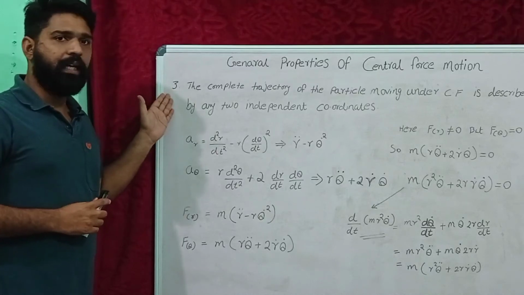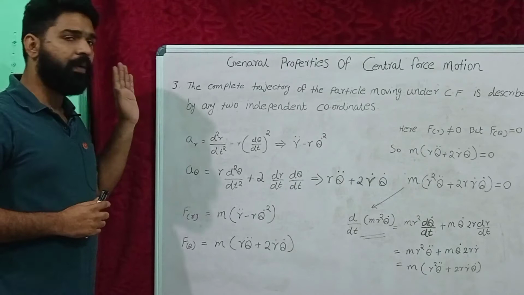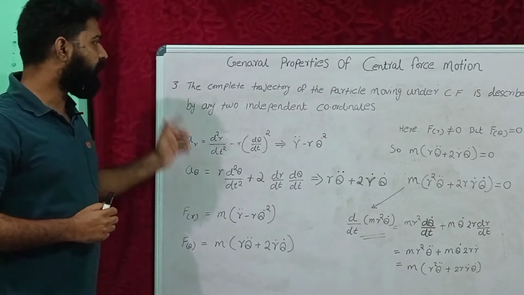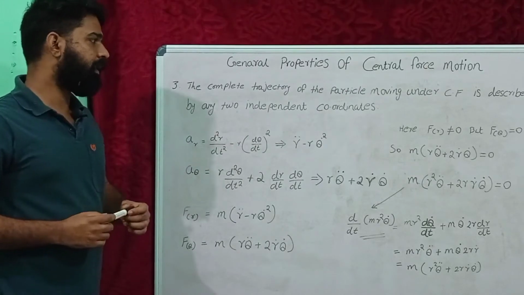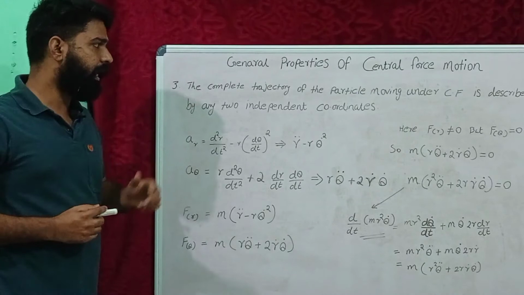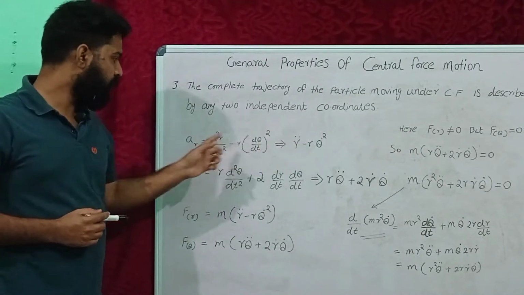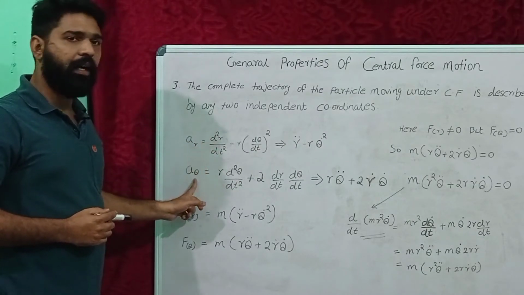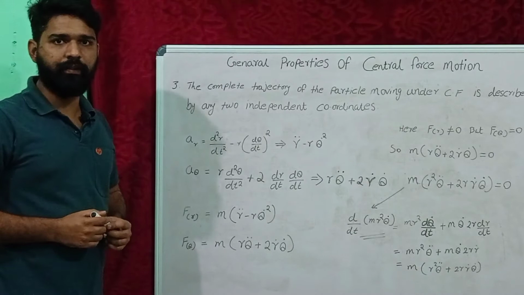This is our third general property of central force motion. The complete trajectory of the particle moving under a central force is described by any two independent coordinates. So here we take polar coordinates, r and theta, that is radial and angular coordinates.